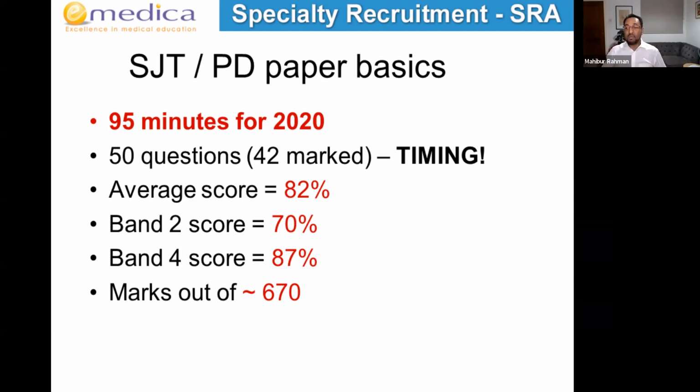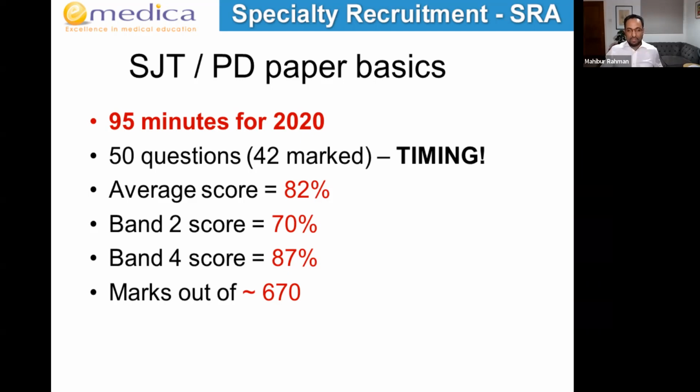Now I've put here timing in bold. A lot of doctors struggle for time. And if you can finish this paper and give every question your best go, even if you don't get them perfectly right, you can get the bulk of the marks because you get marks for being partially correct in the SJT. Whereas in the clinical, if you get it wrong, you get nothing, right?